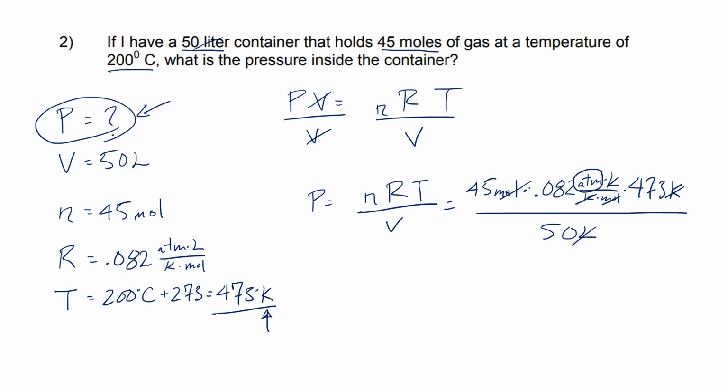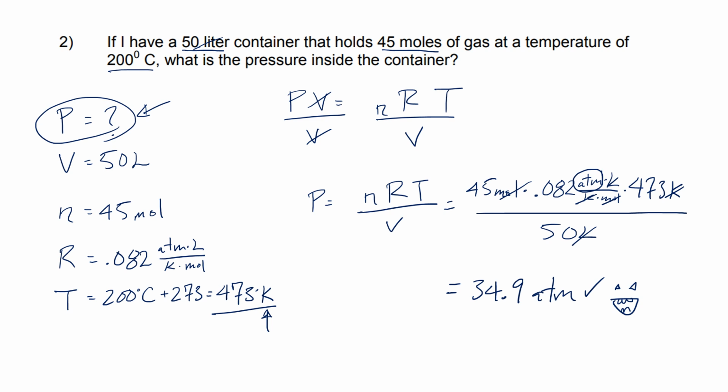So I'm going to punch through the math. 45 times 0.082 times 473 divided by 50, and I get 34.9 ATM. I want to draw myself a happy face because I did it right. I am smart. So I hope that helps.